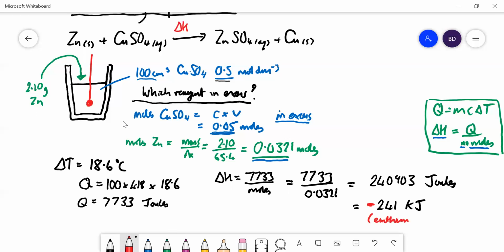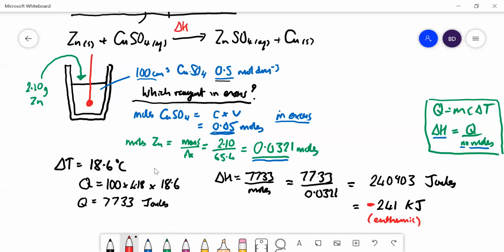And don't forget to put that in, because you get about 3-4 marks for doing the whole thing, and you lose 1 mark of that just for forgetting to put the minus in. So people always forget to put that in. It's exothermic, so it's a minus number. Okay, so that's how we did that.